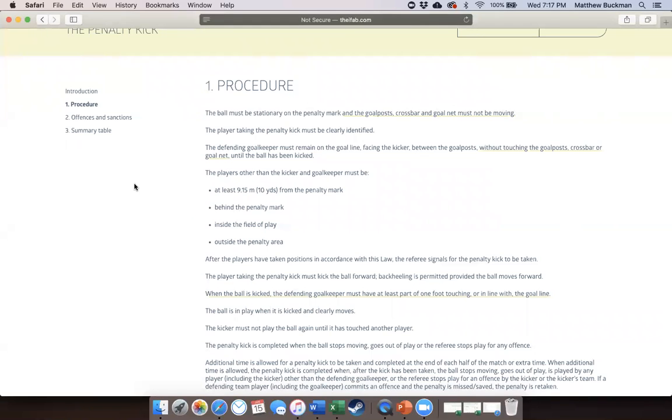So check in on all the players, make sure everybody's where they're supposed to be, and then check with the goalkeeper, make sure they're ready to go. Then you can blow the whistle to start.